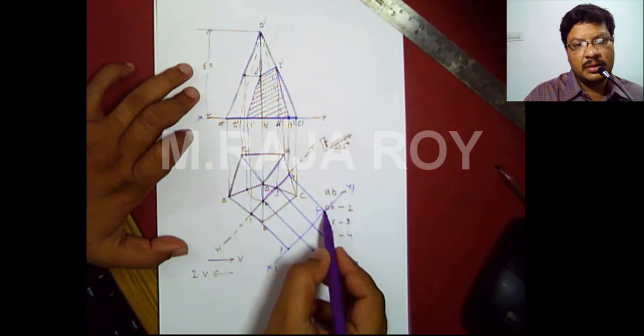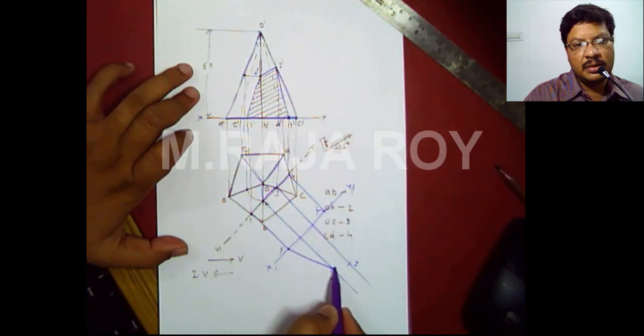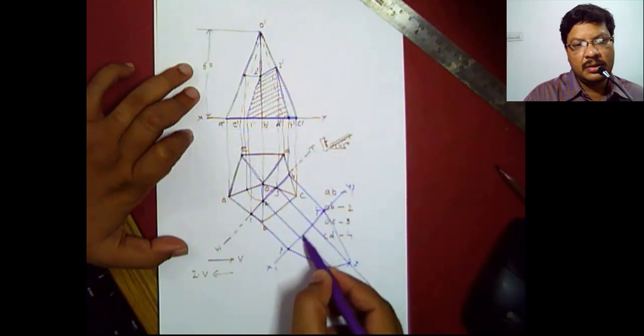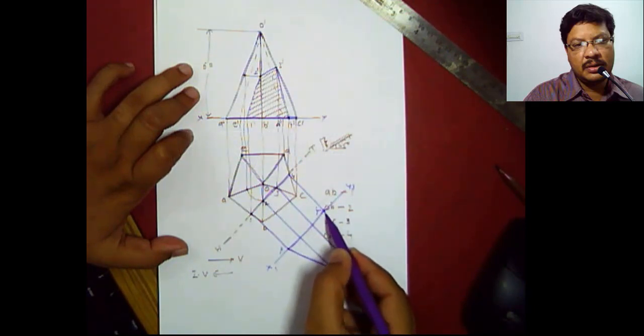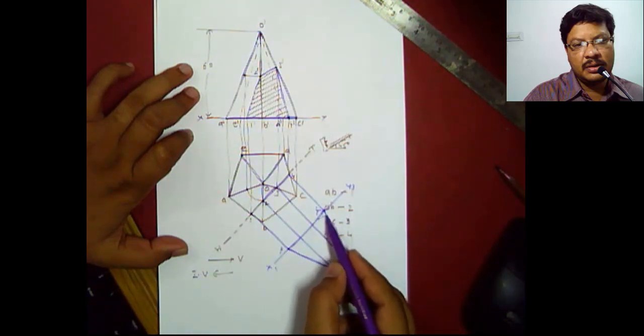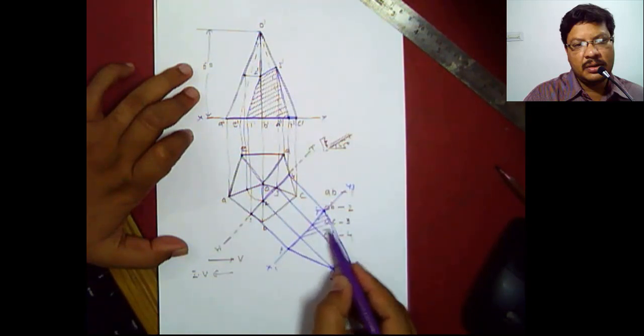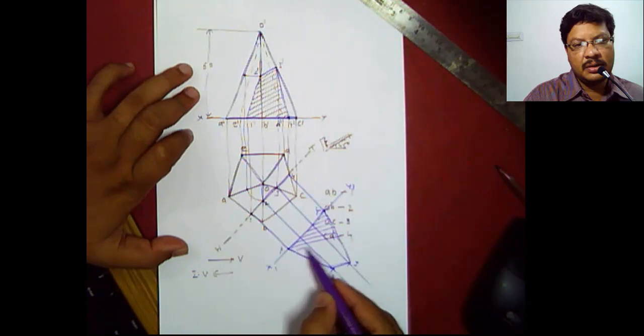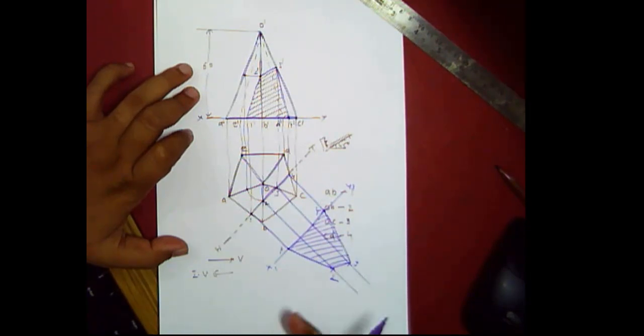Now join 1, 2, 3 and 4. These points you join like this. This will represent the true shape of the section. Again you apply hatching to this true shape. That means draw 45-degree inclined lines with uniform gap like this. Okay.